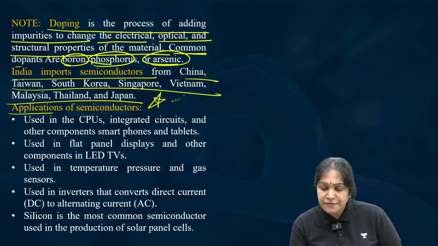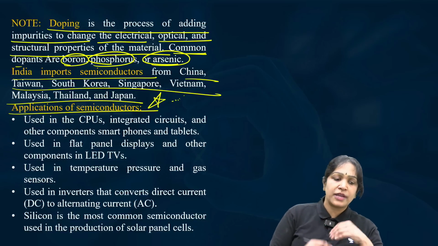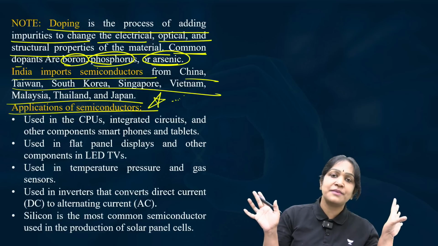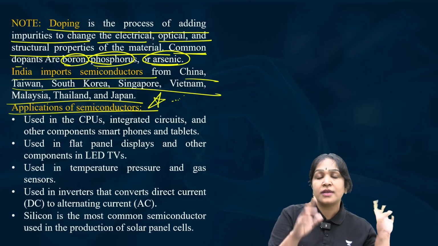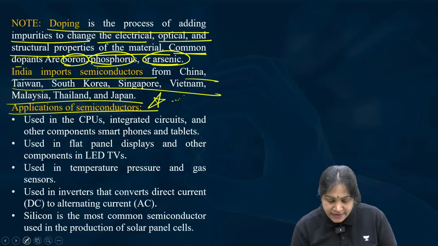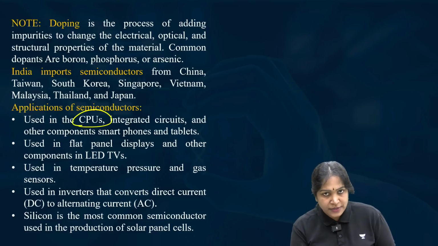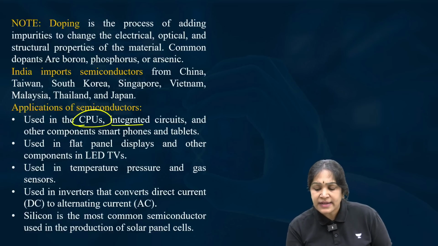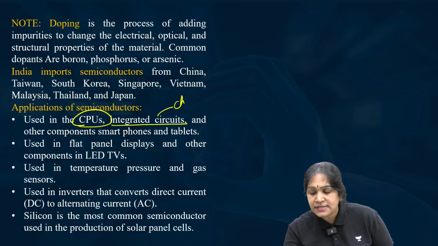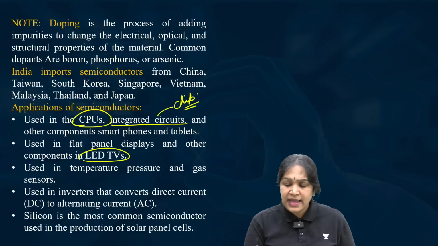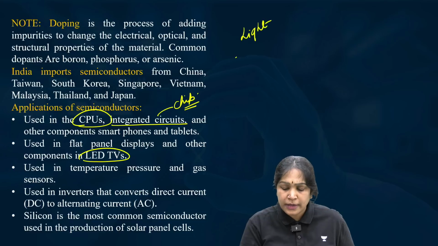Then applications of semiconductors. I already told you, in all electrical and electronic devices, we can use semiconductors. Wherever you want a controlled flow of electricity, we can use semiconductors. We can use them in computer processing units, integrated circuits. What are they? Chips, computer chips, memory chips, processing chips, like that. And other components in smartphones and tablets. In the LED TV, what is LED? Light emitting diode.